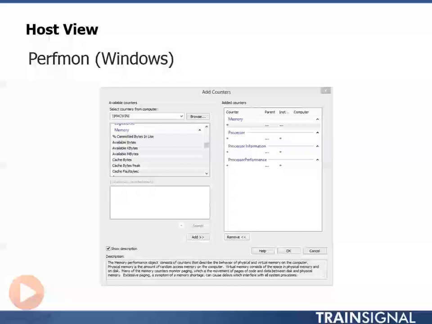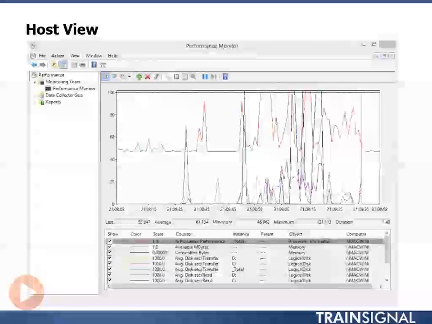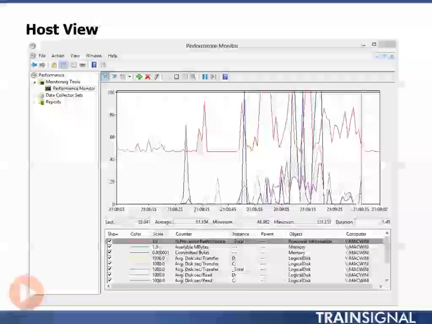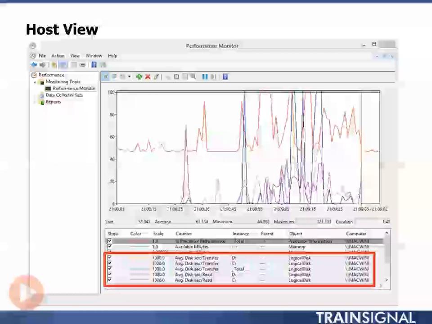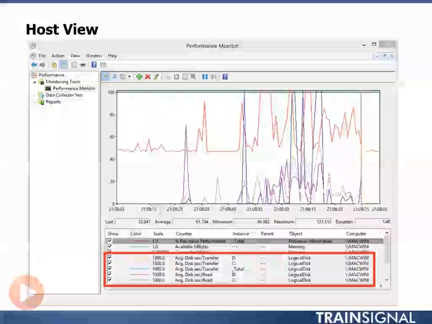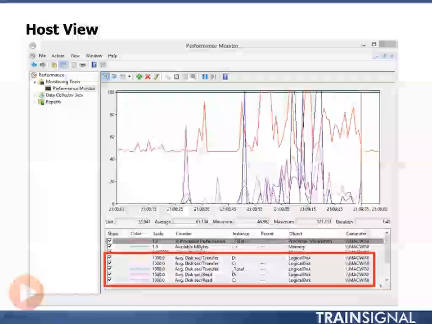Anyway, once we've decided which counters we want to monitor with perfmon, the next screen shows us what the charts look like. What we're looking at now is a screenshot of what was a real-time chart tracking several performance-related counters. And at the bottom of the screen, we can see that we're tracking 5 logical disk-related counters. These counters show us the average read and write latency on our C drive, D drive, and then the totals for C and D combined.